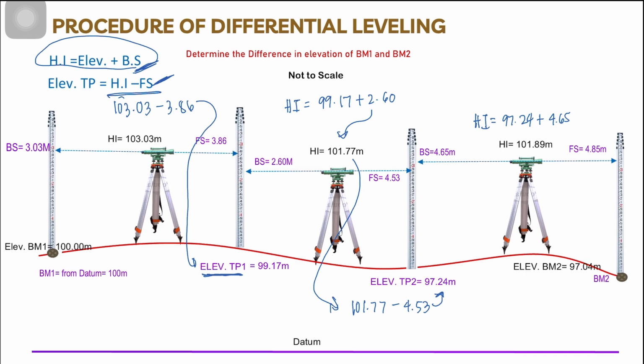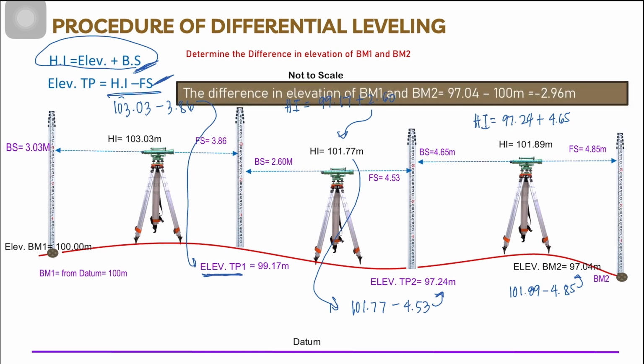Then we get the foresight of BM2, which reads as 4.85 meters. Therefore, the elevation at BM2 is 97.04, using the formula HI minus the foresight: 101.89 minus 4.85 equals 97.04 meters.